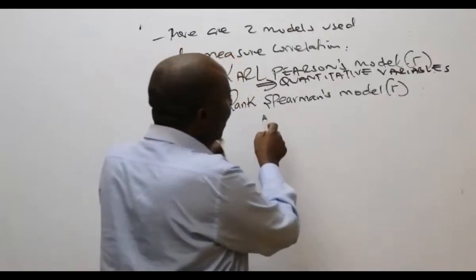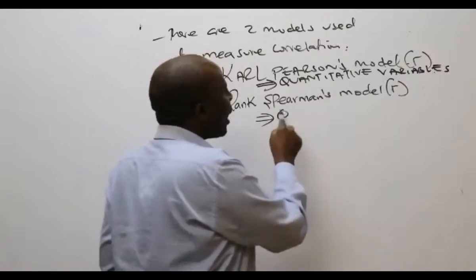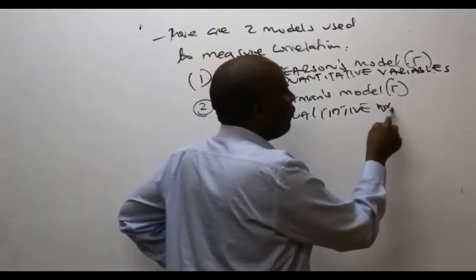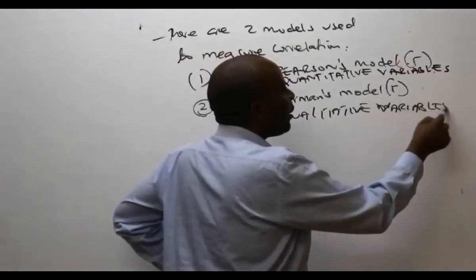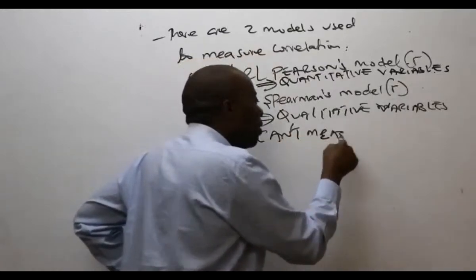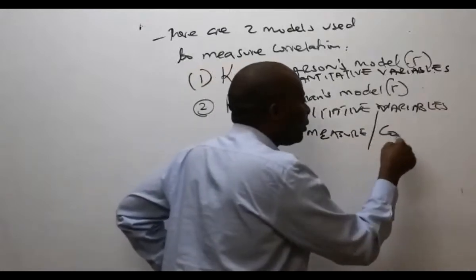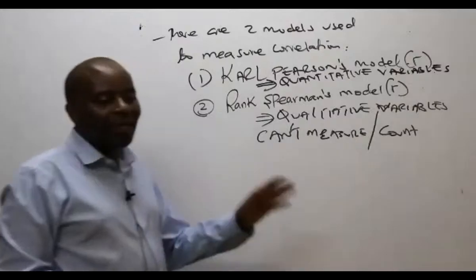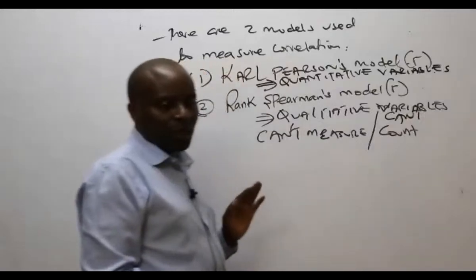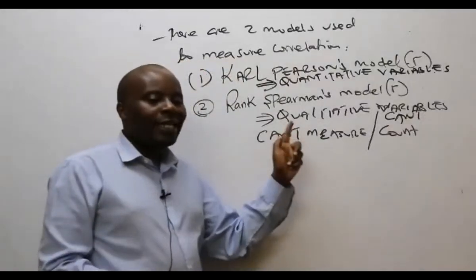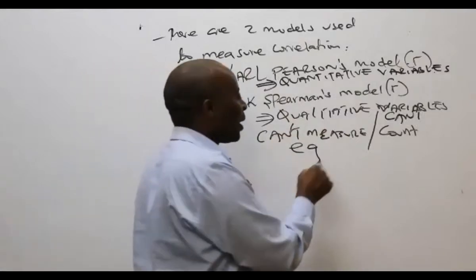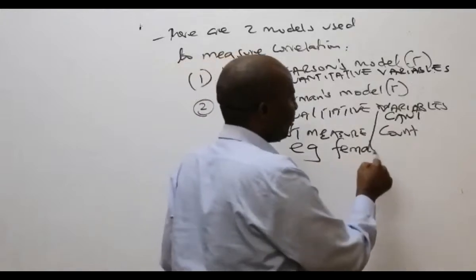How about this Spearman's? We normally use the Spearman's rank model, ladies and gentlemen, to capture what we call qualitative variables. Qualitative variables are those variables you cannot measure, you cannot count. Those variables that you can't measure, you can't count, are called what here, somebody? Qualitative variables.